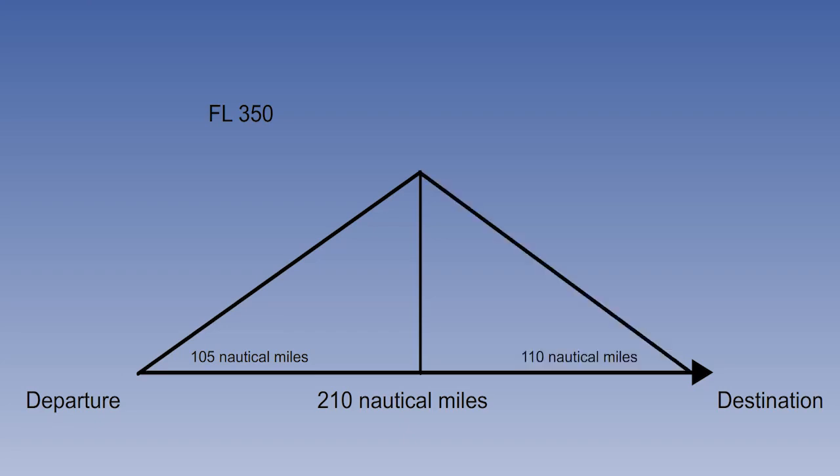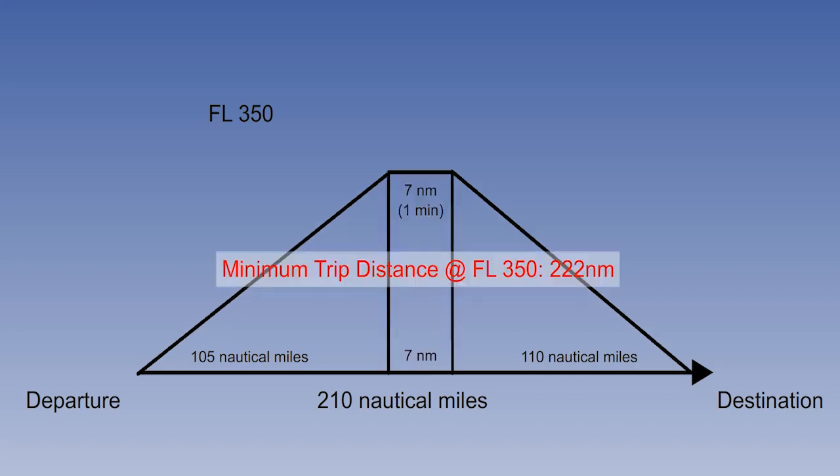It also calculates the descent distance, taking into account the same factors. Typically, this might be 110 miles. However, the computer works on a minimum acceptable cruise time of 1 minute, which is usually about 7 miles. This would give us a minimum trip distance of 222 miles.